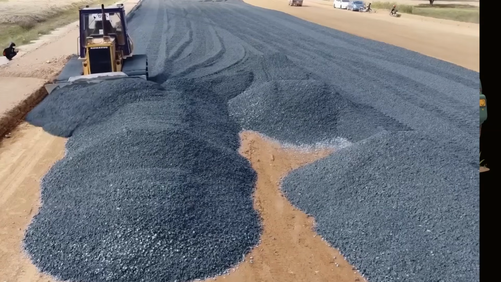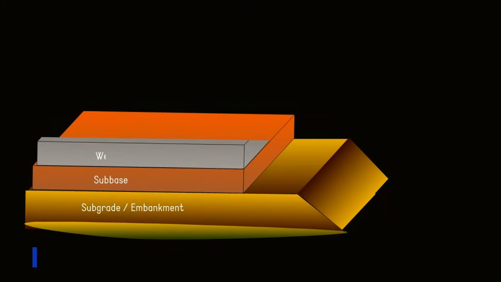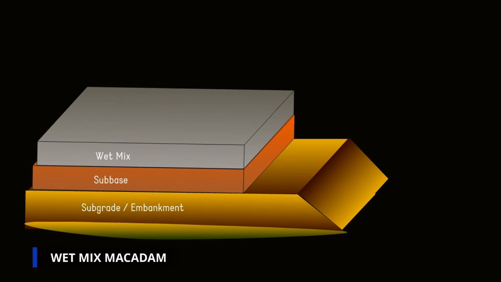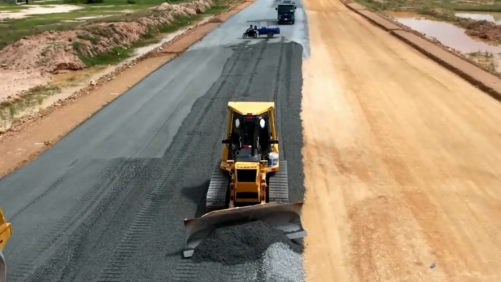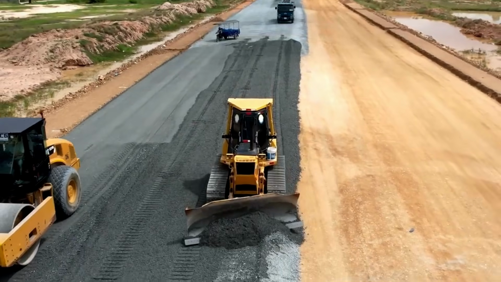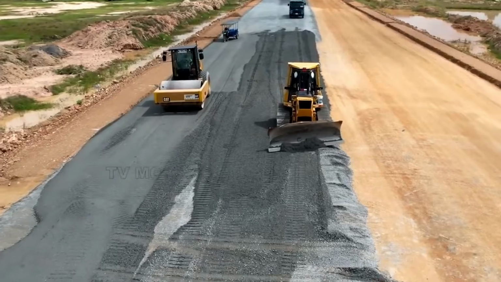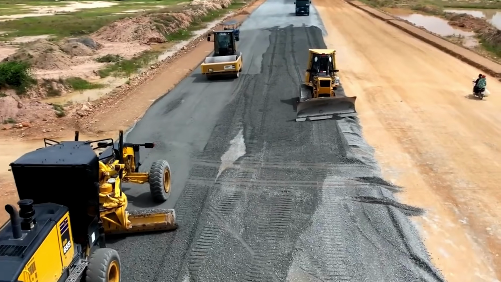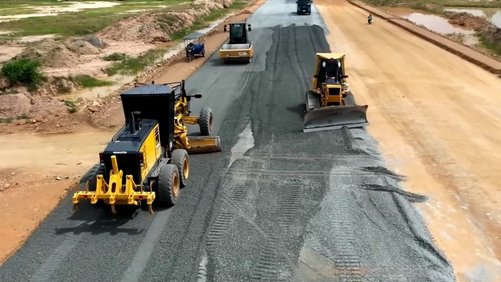Now the next item of work is wet mix macadam. Wet mix macadam is the next generation of water-bound macadam, and it is intended to be an alternative and more durable pavement for road and highway works. It is generally used as a base course. In flexible pavements, WMM provides uniform and strong support, with high resistance to deformation and distress.